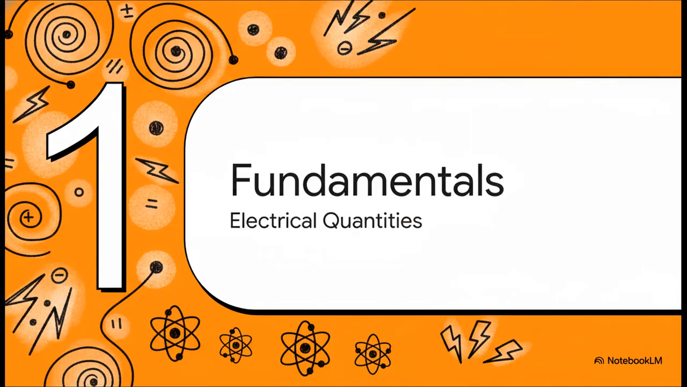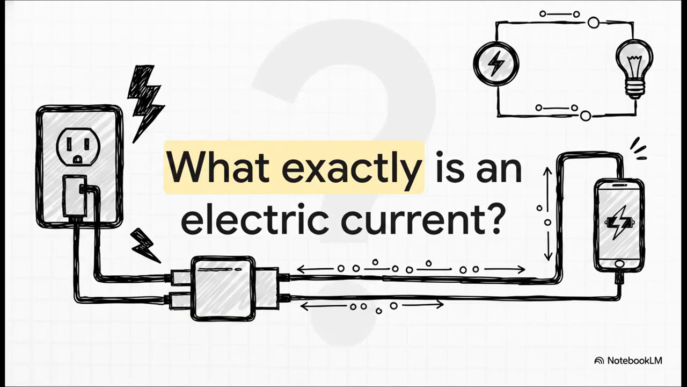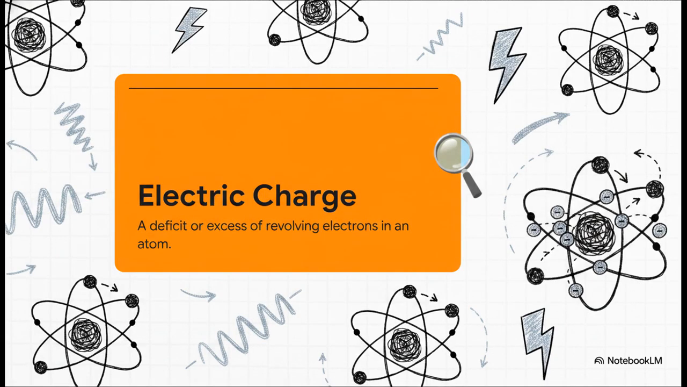All right, kicking things off with Section 1, Fundamentals of Electrical Quantities. So, before we even touch a wire or build a circuit, we kind of have to ask, what exactly is an electric current? I mean, we know current flows when you plug your phone in, but what is literally moving around inside that cable? Well, according to modern electron theory, it all comes down to atoms. Specifically, it's a deficit or an excess of revolving electrons. When those tiny atoms get imbalanced, bam, it creates an electrical charge. That invisible subatomic shuffle, that is the absolute core of all electrical power.